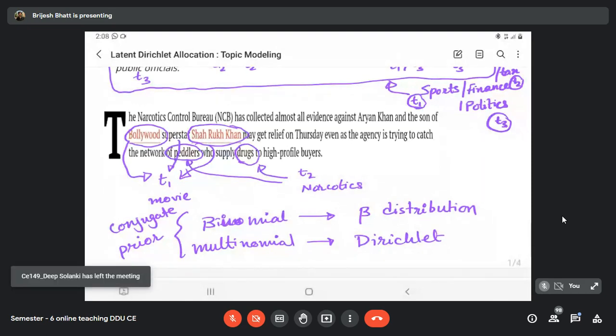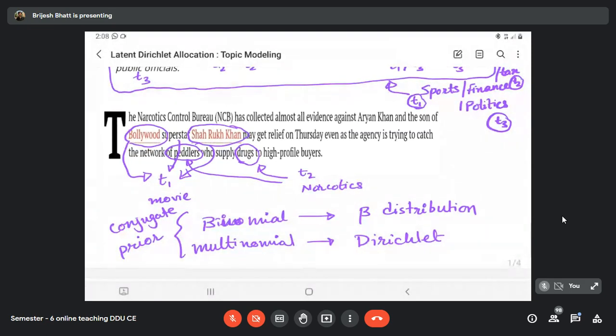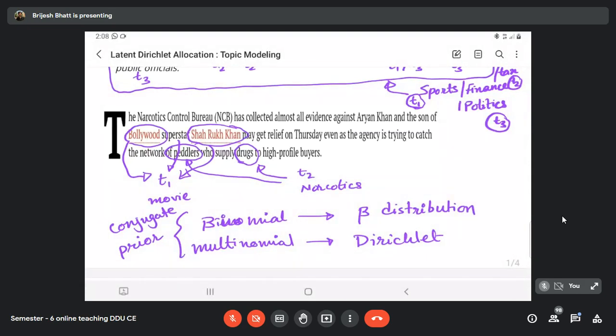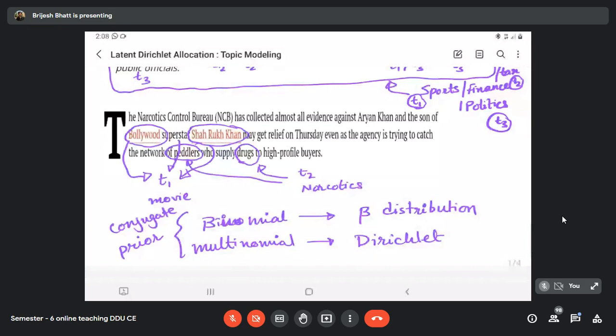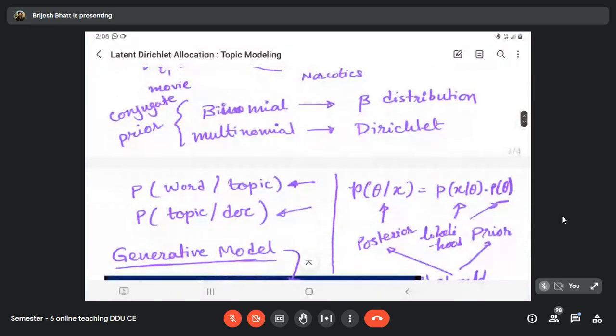Remember this. I'm not sure whether you have studied Dirichlet and multinomial before or not, but I believe you know the binomial and beta distribution. Remember this for now, even if you have not heard of this before. We will link it when we reach there. So let us see what I mean by this. So I said we want to learn the probability of word given topic and the probability of topic given documents.